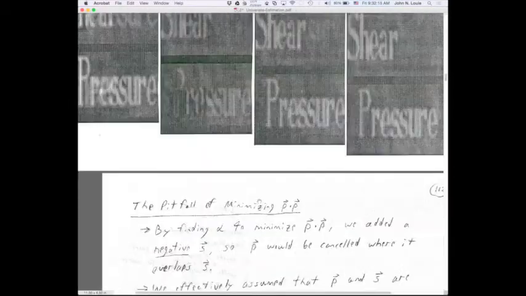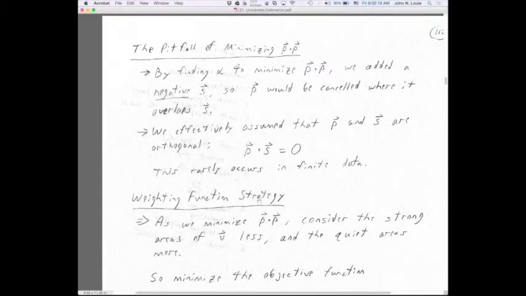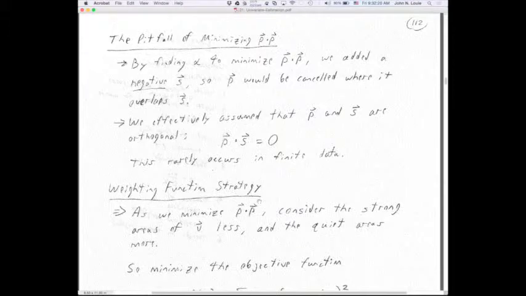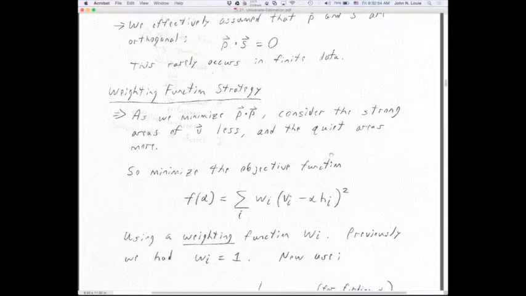Okay, so we'll get to the other parts of this later on. So, of course, minimizing P dot P, the energy of the inverted image or seismogram, doesn't work. By finding alpha to minimize P dot P, we added a negative S, so P would be canceled where it overlaps S. We effectively assumed that P and S were orthogonal, and in finite data, that rarely occurs. So that's how it didn't work.